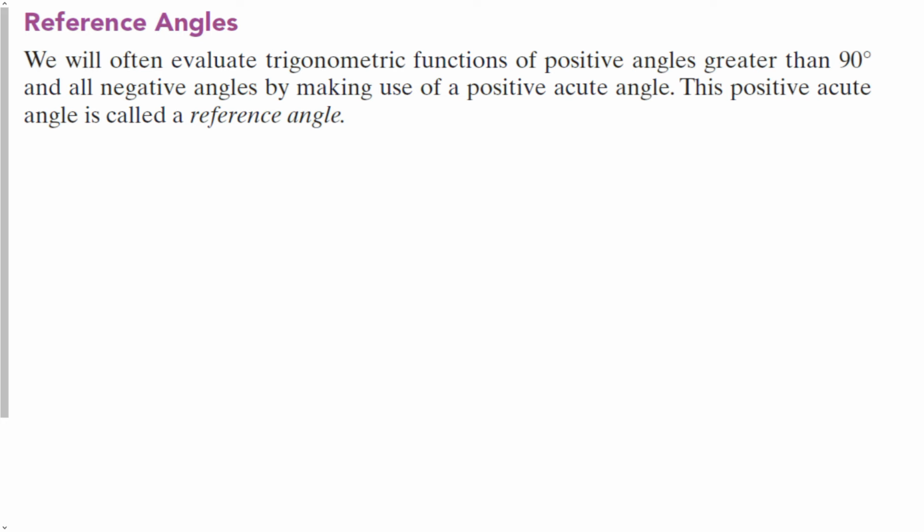But instead of always having to memorize the whole unit circle, which we should, and instead of extending that to all coterminal angles as we spin around the circle more than once, right? There's an easier way to do it, okay? And the way we're going to do it is we're going to use a positive acute angle. The positive acute angle is called a reference angle.